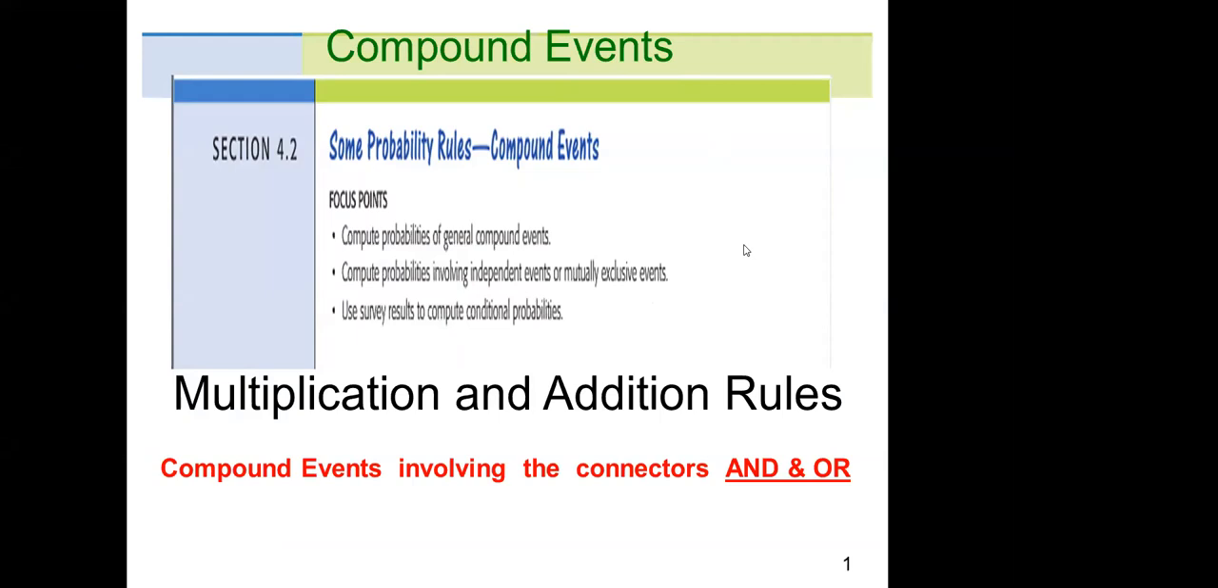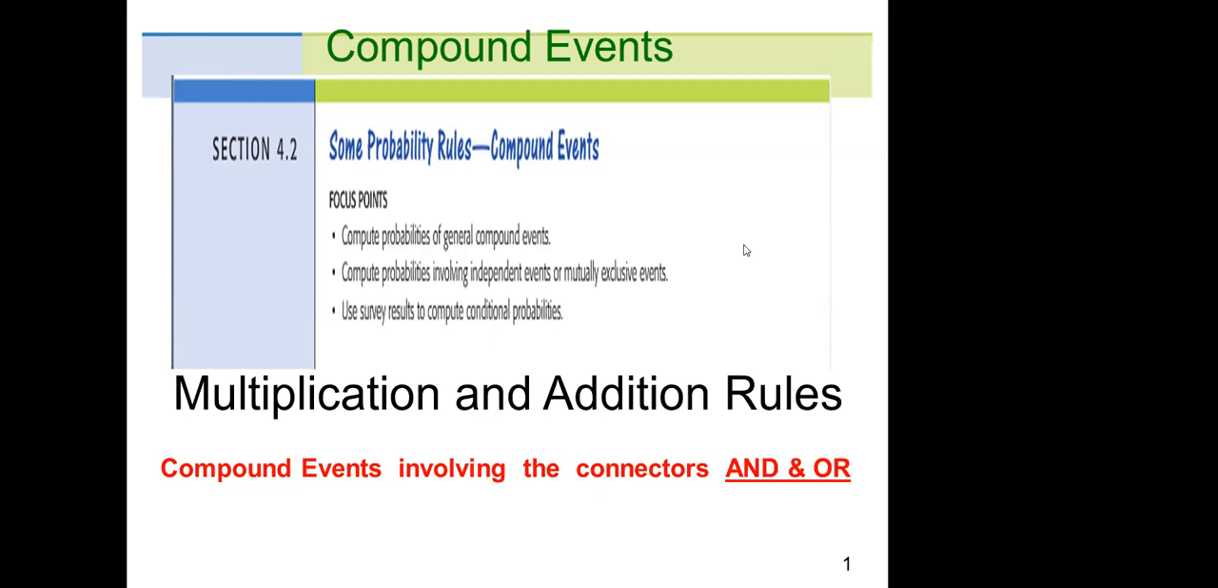Okay, so the first section, 4.1, is pretty straightforward. There are 3 ways of finding probability: intuition, which I can't test you on, relative frequency, and then equally likely events, favorable outcomes divided by the total number of outcomes. All right, great. Now we move into what's called compound events, multiple things happening, all right?